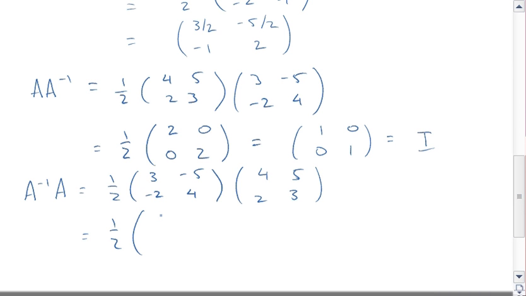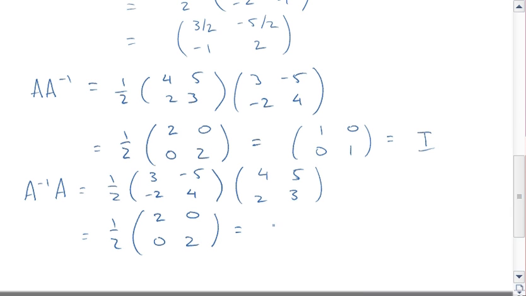3 times 4 is 12, plus negative 5 times 2 is negative 10. 12 minus 10 is 2. Row 1 times column 2 is 3 times 5 is 15, plus negative 5 times 3 is negative 15. 15 minus 15 is 0. Row 2 times column 1, negative 2 times 4 is negative 8, plus 4 times 2 is 8. Negative 8 plus 8 is 0. Row 2 times column 2, negative 2 times 5 is negative 10. Negative 10 plus 4 times 3 is 12. Negative 10 plus 12 is 2.